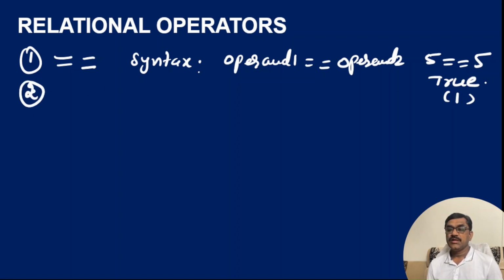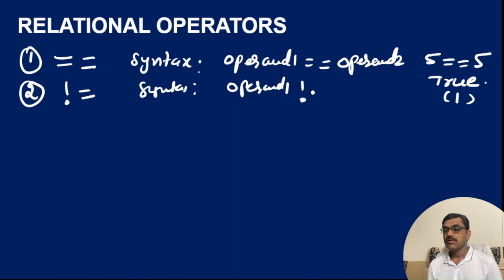Now the second operator is not equals to. The syntax is the same, operand 1 not equals to operand 2. So in this case, 5 not equals to 5? No, the condition is false and its value is 0.